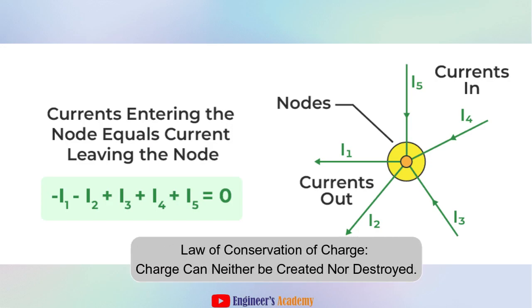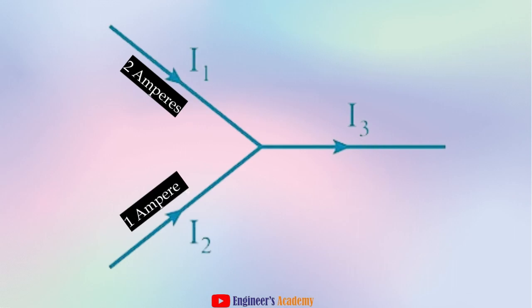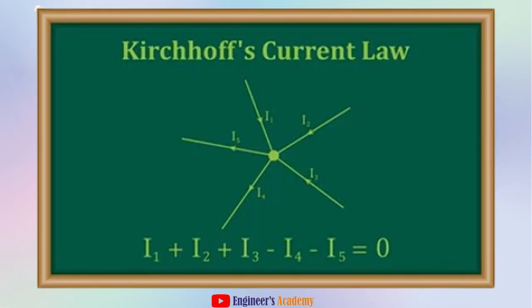Let's illustrate this with an example. Imagine a junction in a circuit where three conductors meet. If 2 amps of current flow into the junction through one conductor, and 1 amp flows in through another, then 3 amps must flow out through the third conductor. Here, the total current entering the junction, 2 amps plus 1 amp, equals the total current leaving the junction, 3 amps. But what if more than 3 conductors meet at a junction?